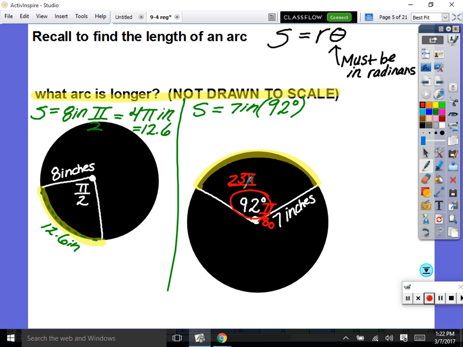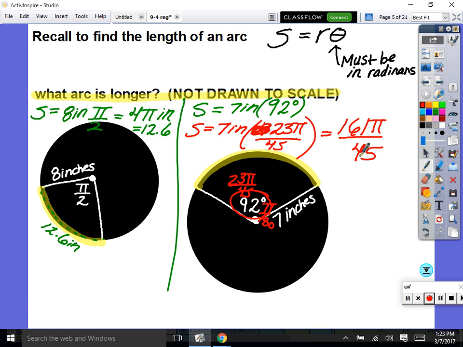23 pi over 45. So S is equal to 7 inches times 23 pi over 45, right? So now you'll take your calculator, type in 7 times 23 divided by 45. 7 times 23 divided by 45. And you get 161 pi over 45. That would be the math answer, but we're comparing.